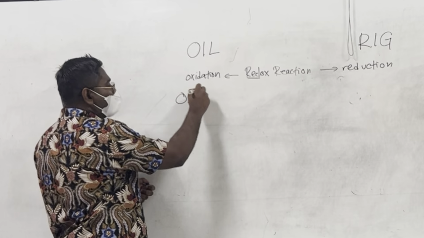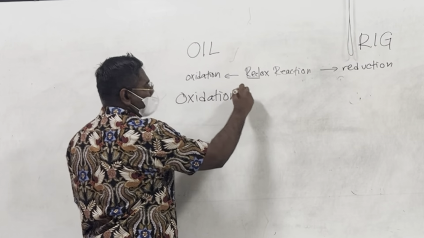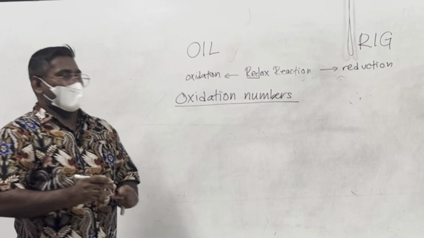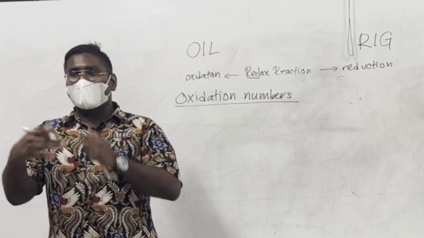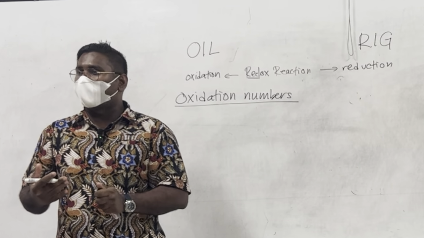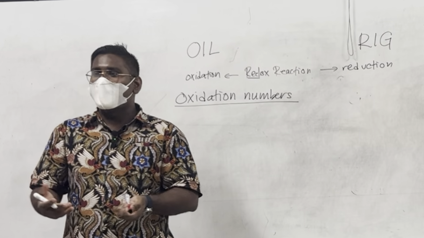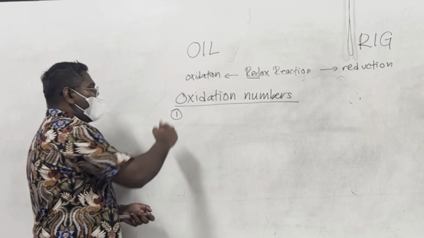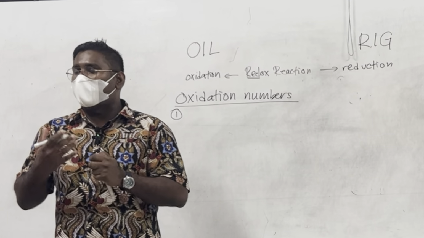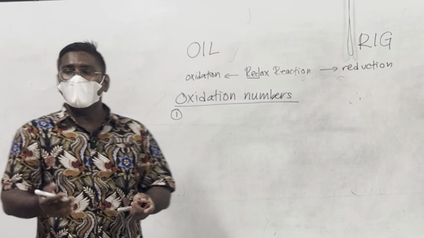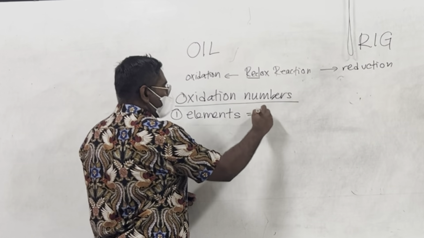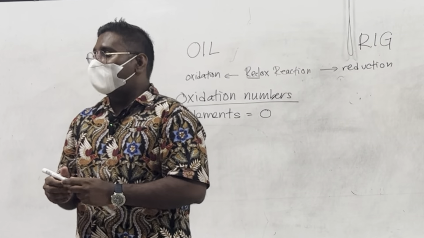There are certain rules that we need to follow for oxidation numbers. There are some basic rules and there are some exceptions. What we are going to do is just go through the basic rules first. Rule number one: when we look at the oxidation number of elements, elements will always be 0.